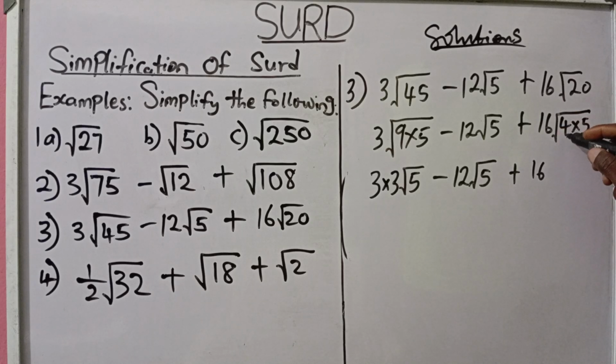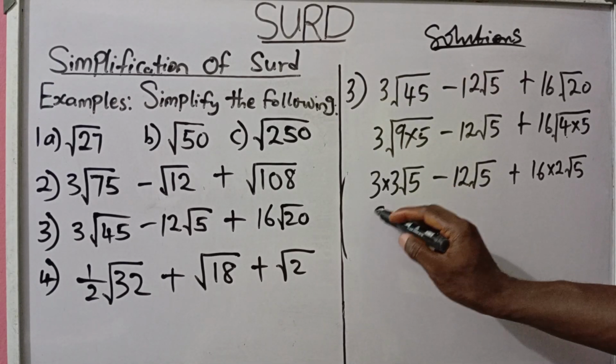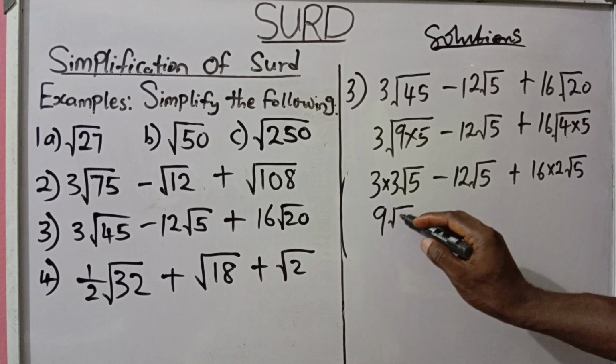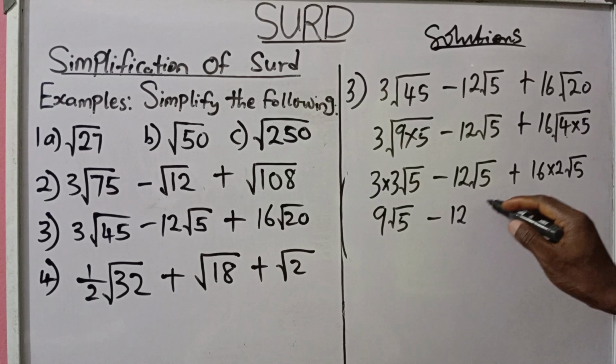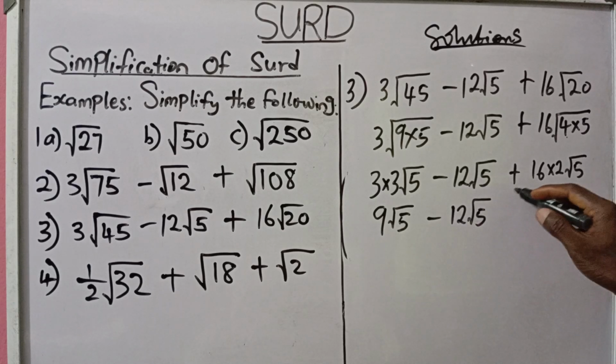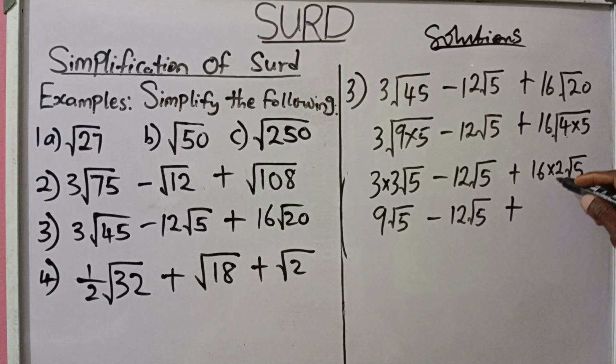Then this one coming out, square root of 4 is 2 root 5. Wonderful. So what do we do next? That will now be 9 root 5 minus 12 root 5 plus this multiplied by this will give us 32 root 5. That is exactly what we have here.